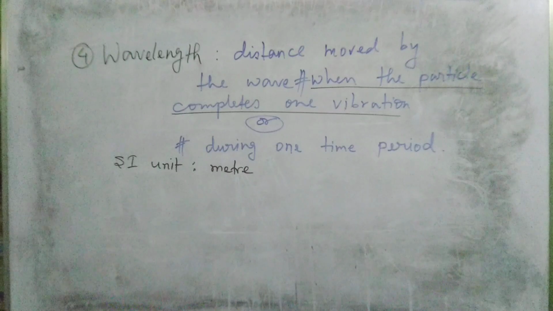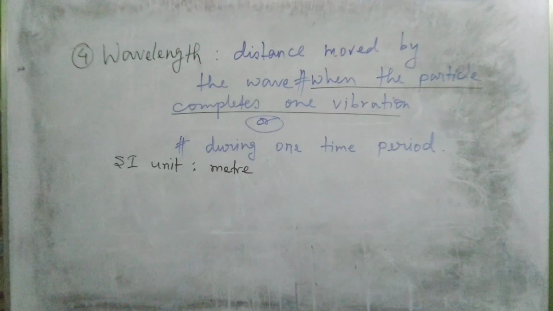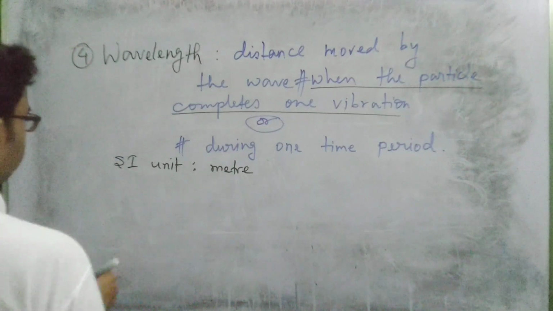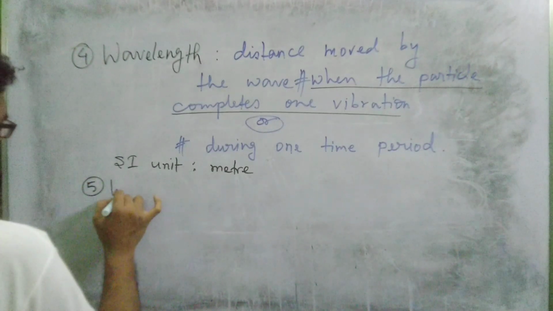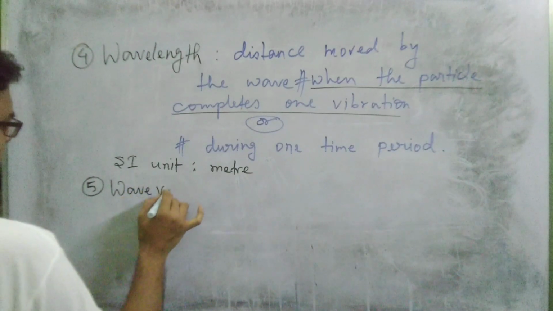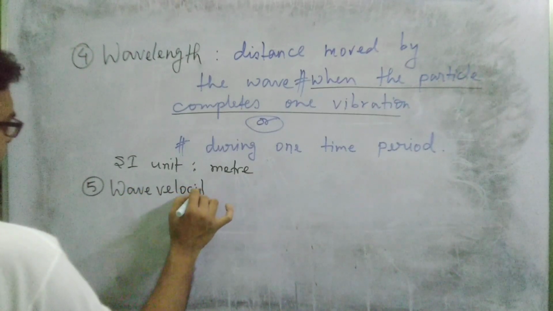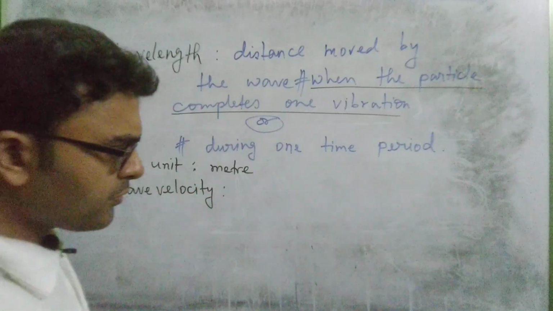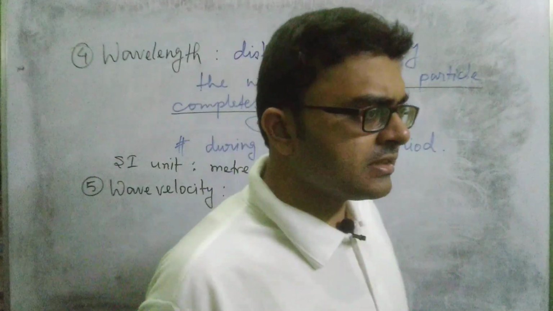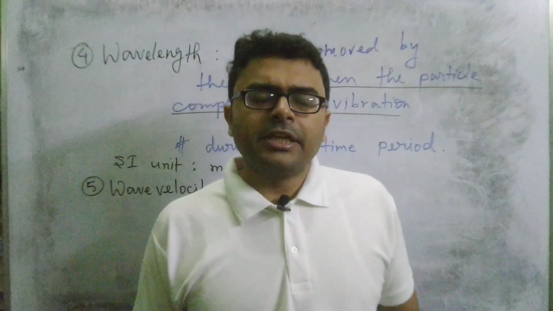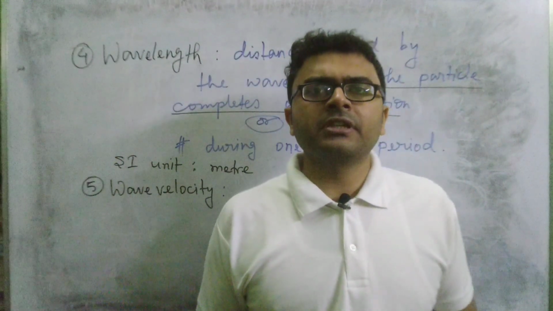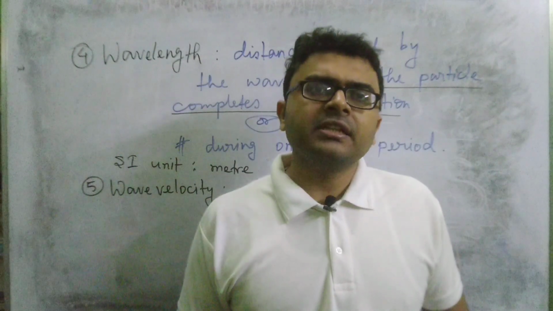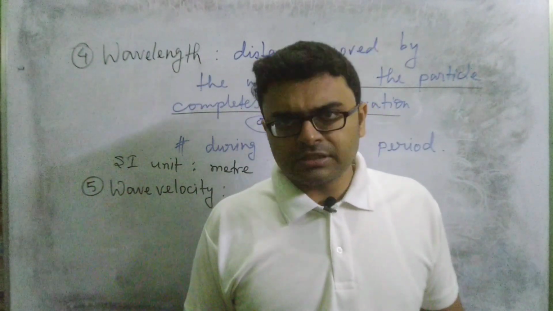Okay. Now the next thing that comes is the wave velocity. So the fifth term is the wave velocity. Now what is wave velocity? The wave is propagating, isn't it? The wave is propagating with respect to time. So anything that propagates with respect to time covers a certain distance in a certain time. It is a certain displacement in a certain time. Then what do you say? That body has a certain velocity, isn't it?